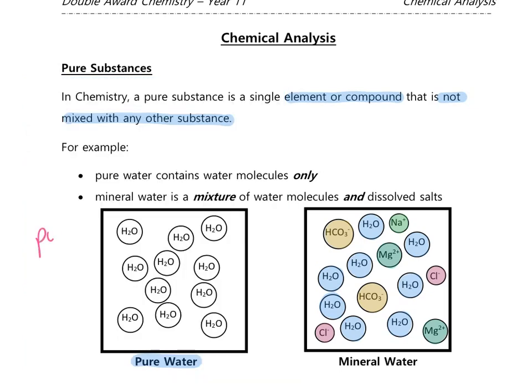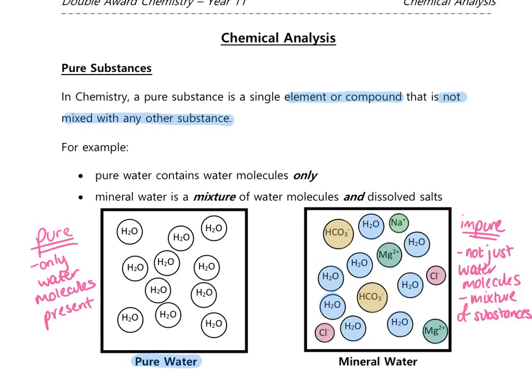So our first diagram, it is pure water. Why? Because it only has water molecules in it. Whereas our mineral water is what we would call impure. Why? Because it is a mixture of water molecules and dissolved salts. There are other substances present, not just water molecules. So this is impure. So in determining whether a substance is pure or impure, in terms of a molecule diagram or an atomic diagram, what you're looking for is something that contains one thing only. So going back to this definition, a pure substance is a single element or compound that is not mixed with any other substance. So it's one thing only.